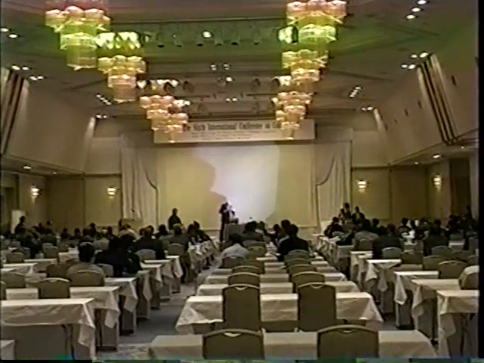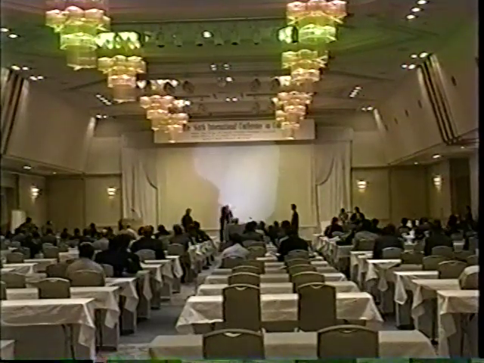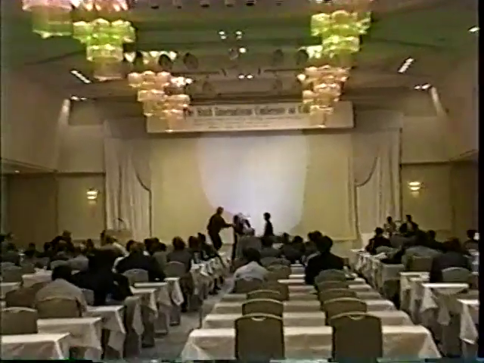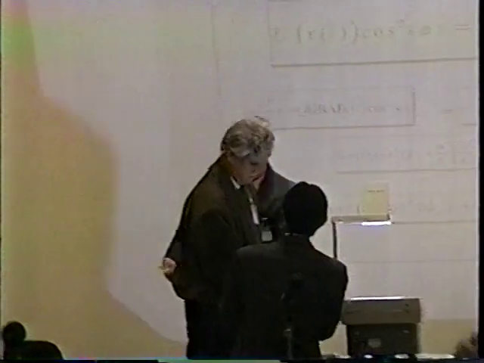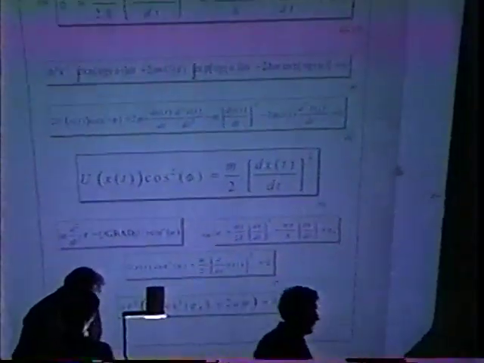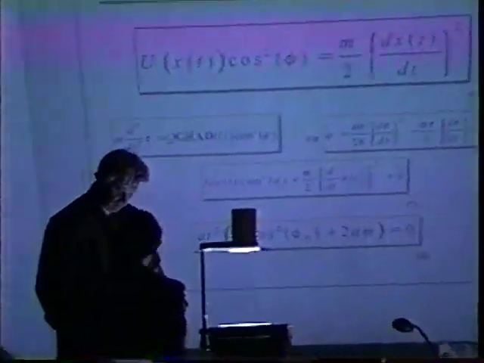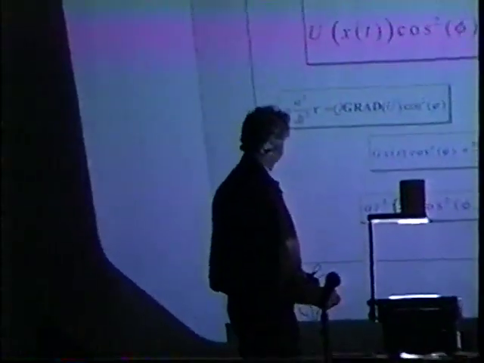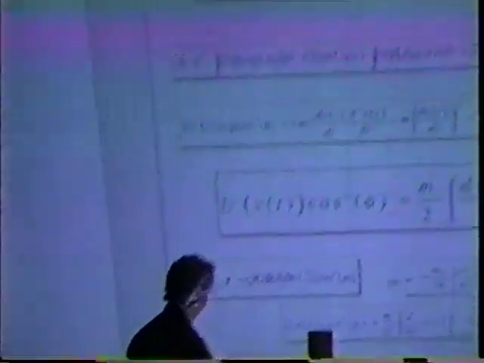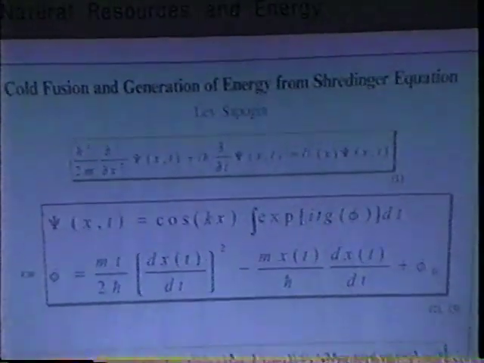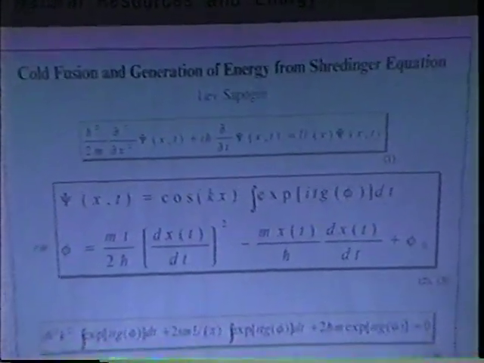So the next paper will be P72, Energy Generation Processes and Cold Nuclear Fusion in Terms of the Schrödinger Equation, by Dr. Sapogin from the Department of Physics at the Technical University in Moscow. My name is Sapogin, Technical University Physics Department.